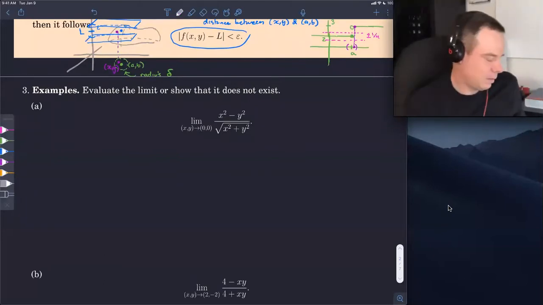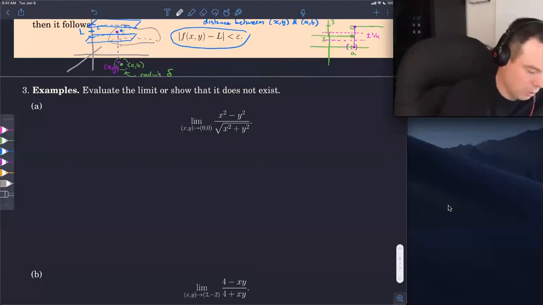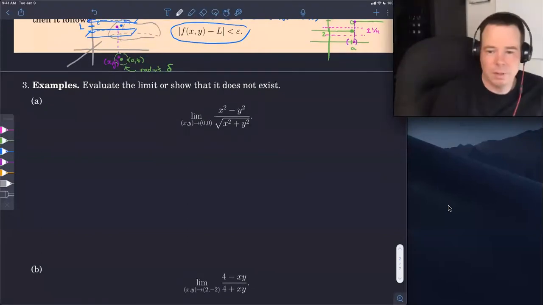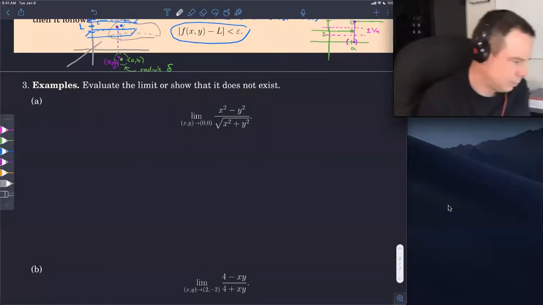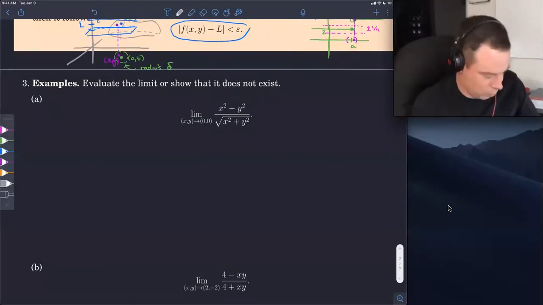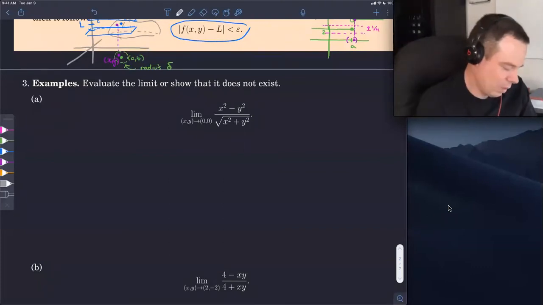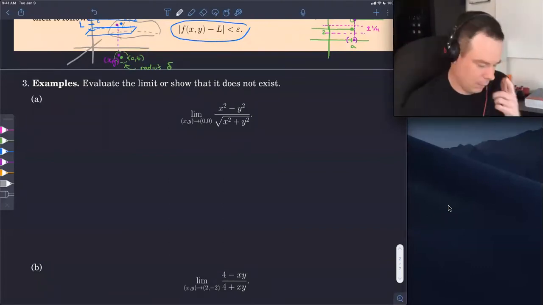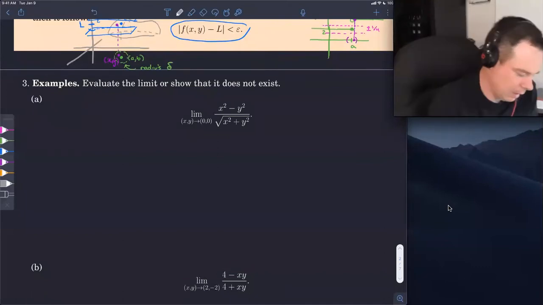So in these next few examples, we're just going to do a bunch of examples, and we're going to try to show either that limits exist or they don't exist. In this first one, we're going to evaluate the limit or show it does not exist. We're going from x, y to 0, 0. I've got this function, and I'm thinking about what's happening as my inputs x, y get closer and closer to 0.